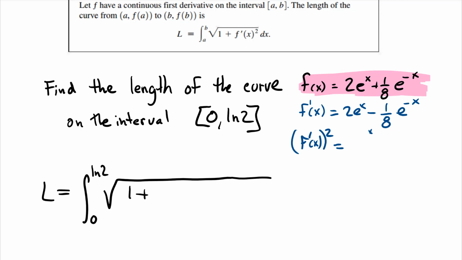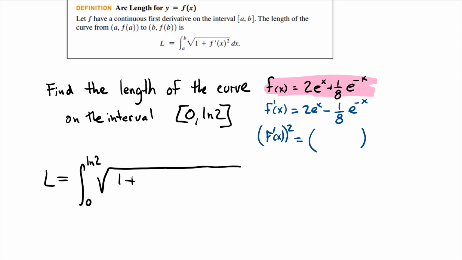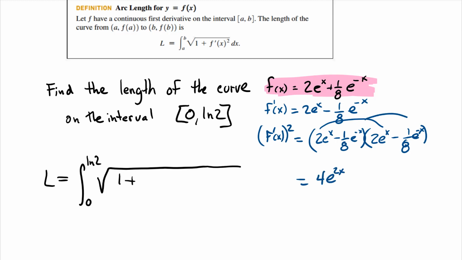I keep jumping steps with y'all, but I want you to see the nature of this. So the way we square something means write it twice and then FOIL. Okay, so what do we get here? 2e to the x times 2e to the x, so 2 times 2 is 4, and e to the x times e to the x is e to the 2x. Now we bring it over there. E to the x times e to the negative x is 1. So we have 2 times negative 1/8. That's negative 1/4.